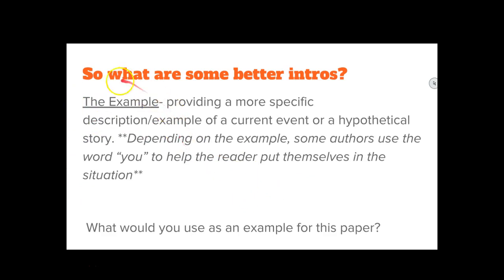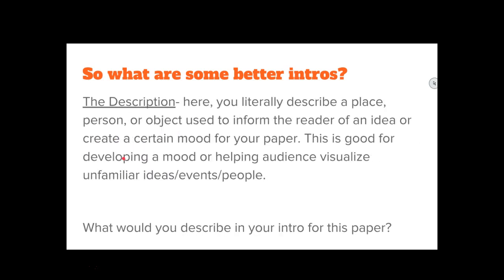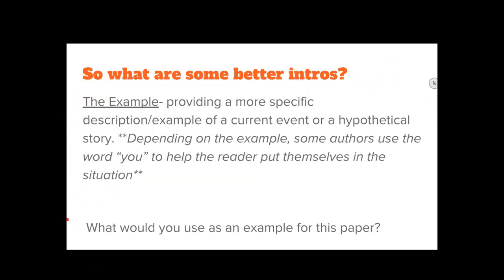The other thing you could do is what's called the example. This is very similar to the description, but this is where you are actually talking about something specific, like a specific event or a current event that you could be discussing. Maybe it could even be hypothetical. The difference between a description and an example is that the description is not necessarily an event. It could be a place, a person, an object. It's typically a thing that you're describing. An example would be potentially an event that you would be describing very briefly.